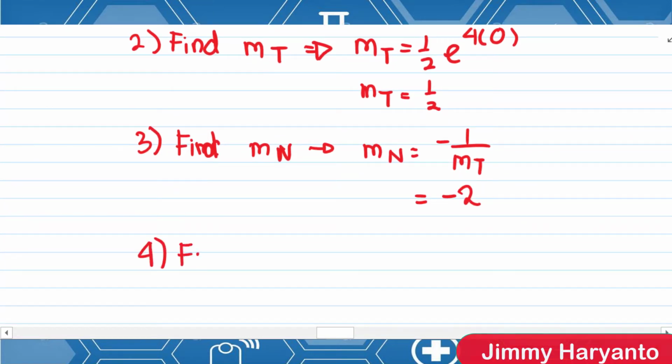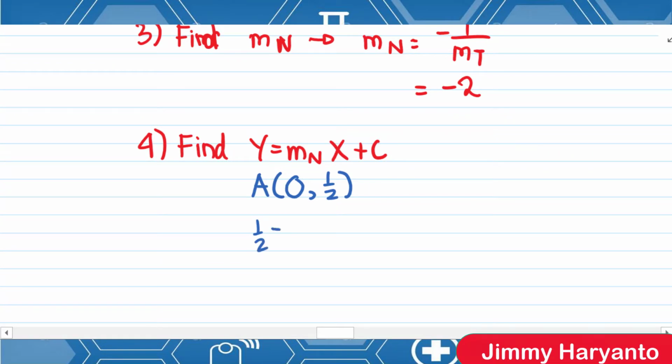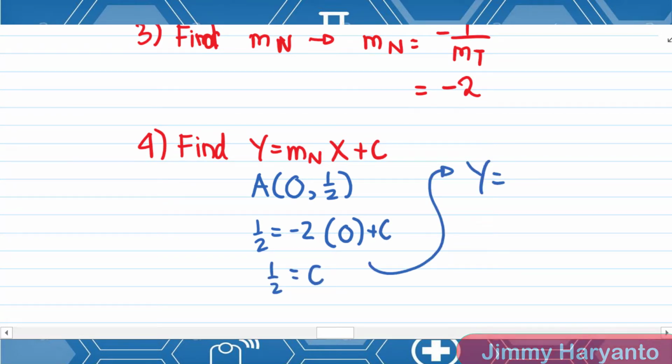Step 4, find y equals mx plus c. Because the normal is passing through A, I will use A (0, half). I will get the c from here. y equals half, gradient is negative 2, x is 0, plus c. c equals half. After this, I got the equation of the normal: negative 2x plus half. There you go.